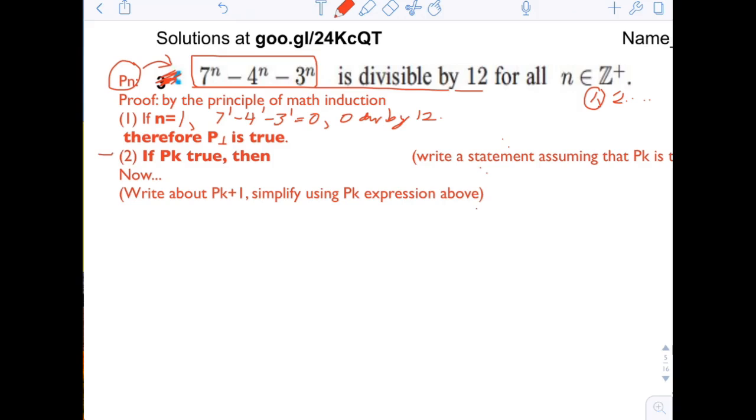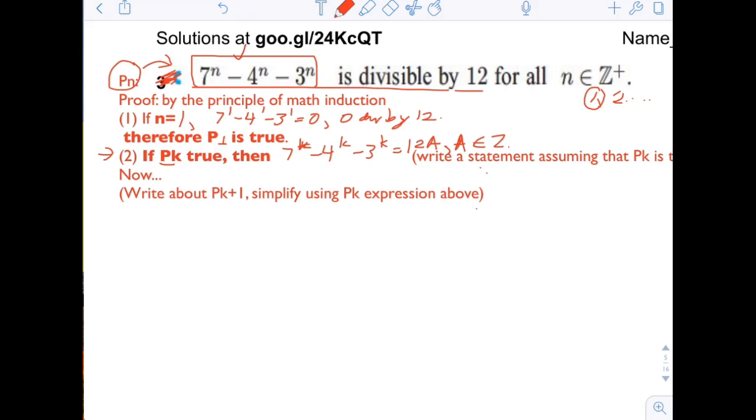Now, we're going to go to the step case. So we take first P of k, and the way we get P of k is we simply make n equal k in the original expression. So we'll say 7 to the k minus 4 to the k minus 3 to the k. If that is true, then this expression is divisible by 12. And the way we show it's divisible by 12 is we say it's equal to 12a, where a is an integer. Okay, so we're assuming this to be true. We don't know that it's true.